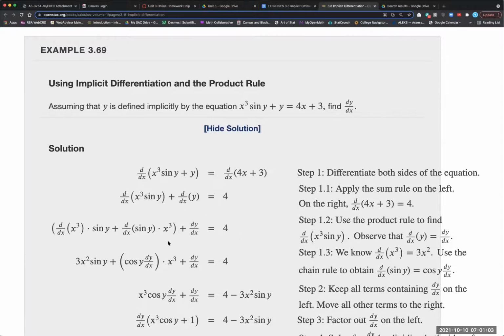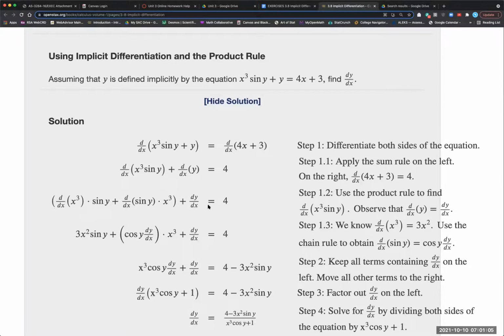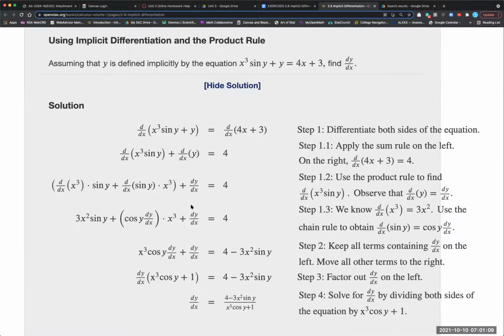That's why, again, we do write the dy dx, because y is a function of x, which we still don't know. We're just saying it is the derivative of y with respect to x.